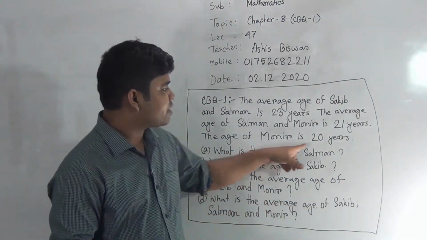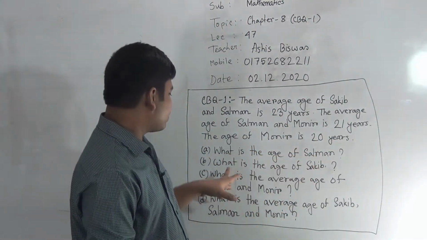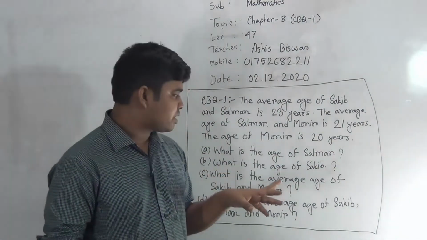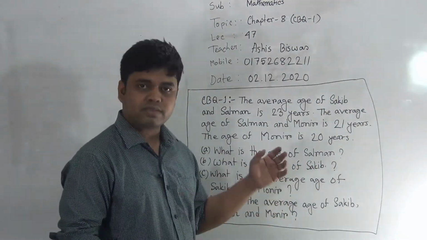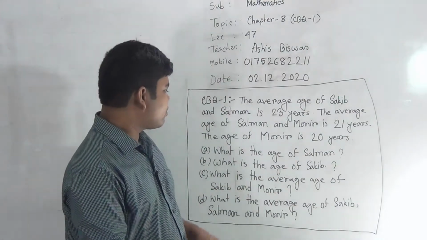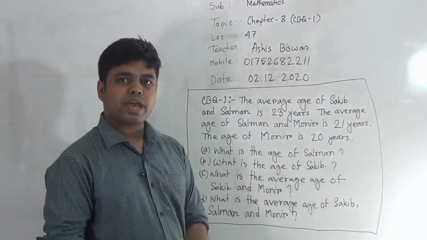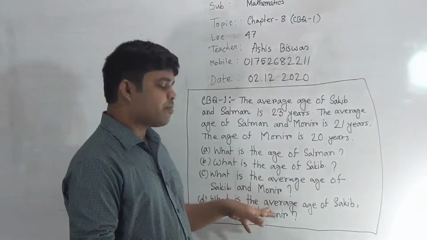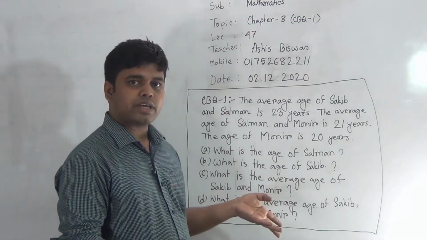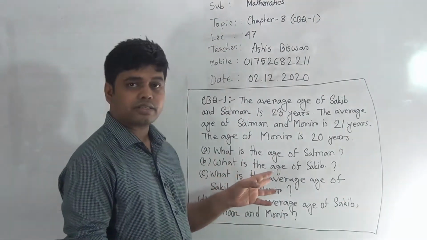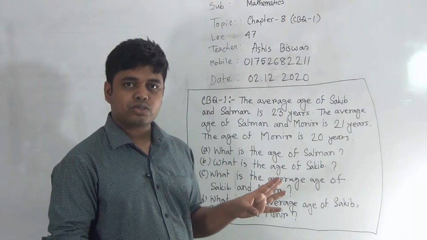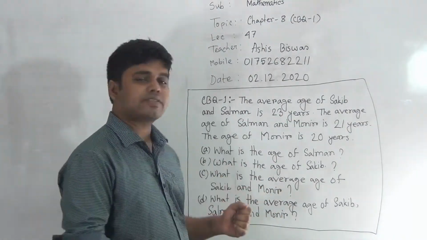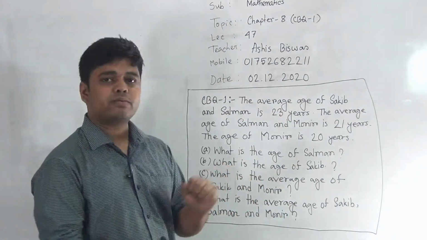Okay. So my dear students, question C: what is the average age of Shakib and Munir? The age of Munir is given in the stem and question B gives you the age of Shakib. So by these two pieces of information, at first we add Shakib's age and Munir's age. After that we divide that total age by 2 and we get the average age of Shakib and Munir.